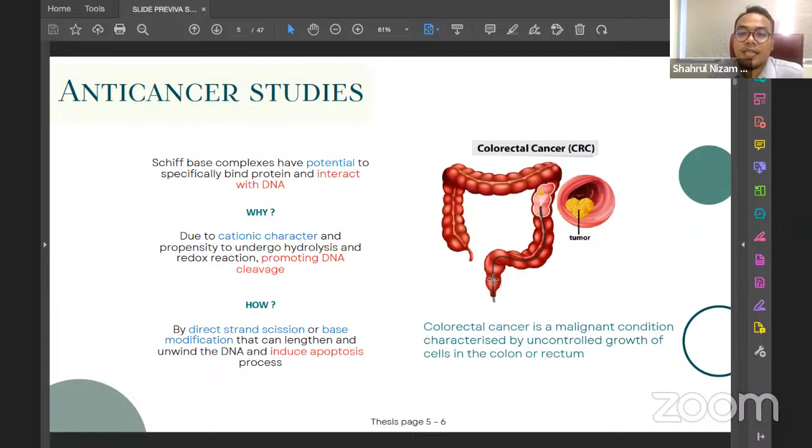So as I said earlier, we are focusing more on colorectal cancer because colorectal cancer is one of the dangerous cancers. Yeah, I think if I'm not mistaken, it is ranked third among the cancers. So we believe that it is very significant and important for us to study the type of compounds that can kill this kind of cancer.